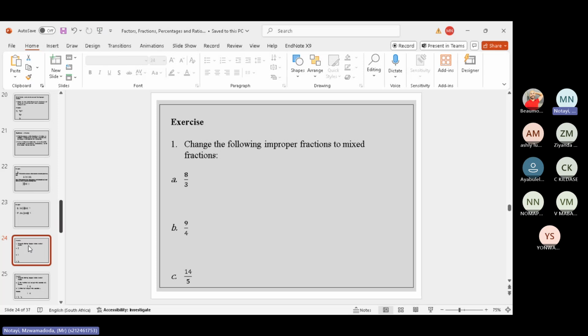Okay, some exercise for you guys. Change the following improper fractions to mixed fractions.